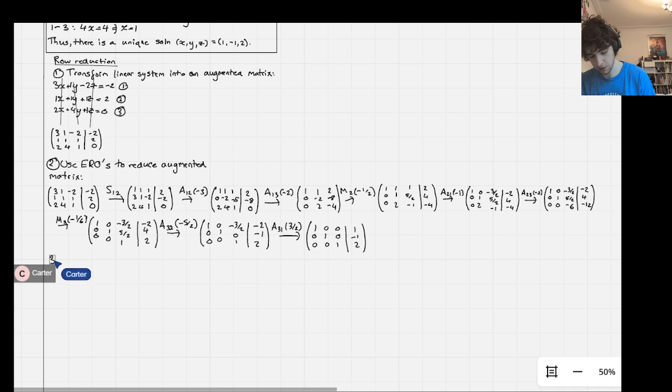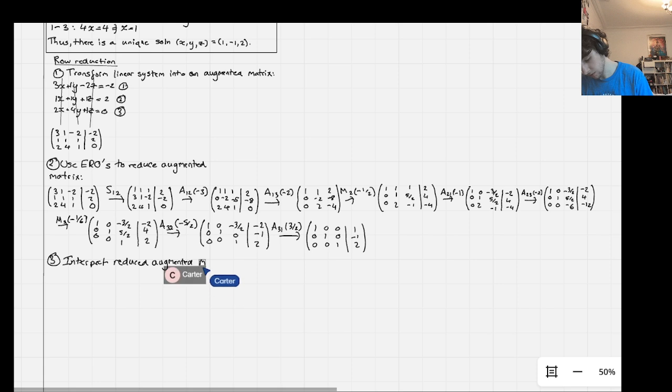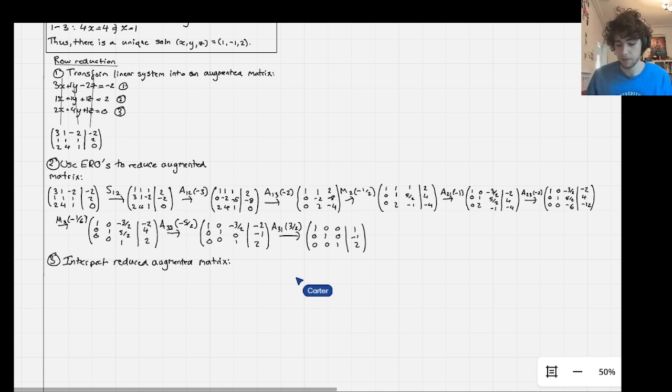So I guess the third step is interpret the reduced augmented matrix. So there are a couple ways we can do this. Well, I mean, there's only really one way we can do this, but there are a couple different interpretations depending on what it looks like.